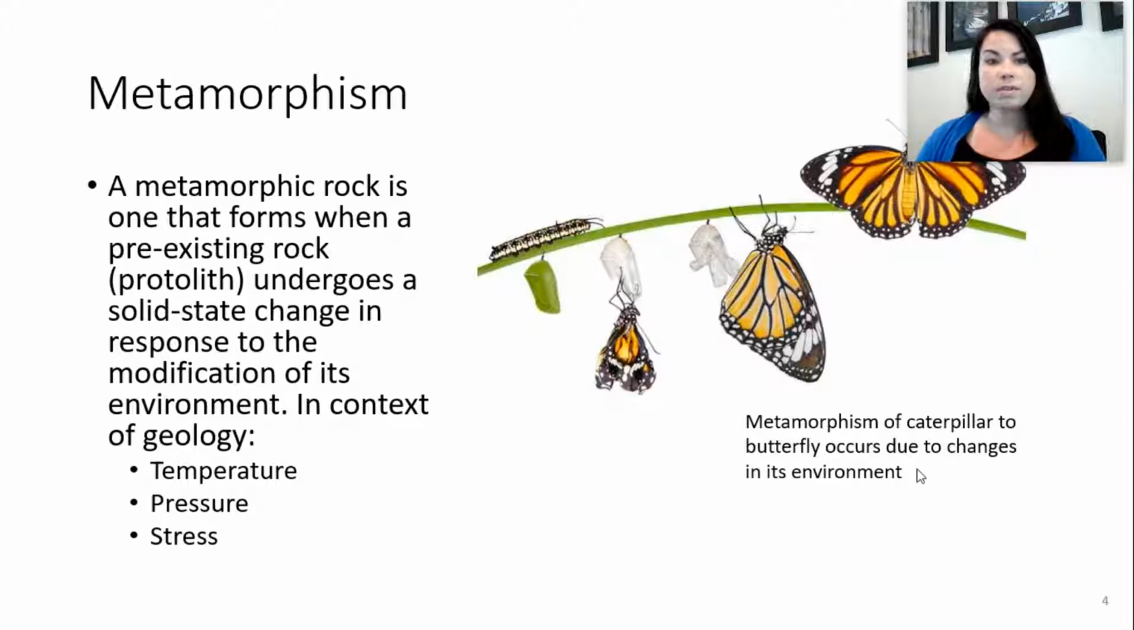So what's metamorphism? A metamorphic rock is one that's formed when a pre-existing rock, which we call a protolith, undergoes a solid state change in response to some modification of its environment. An example of this is the metamorphism of a caterpillar into a butterfly, and that changes because of things that happen in its environment. So we see metamorphism of rocks through changes of temperature, pressure, and stress.